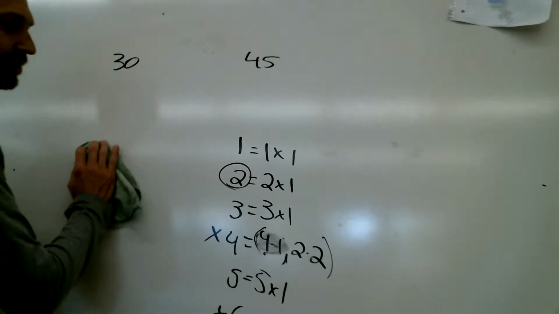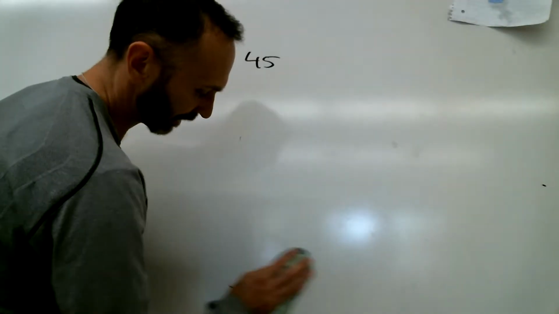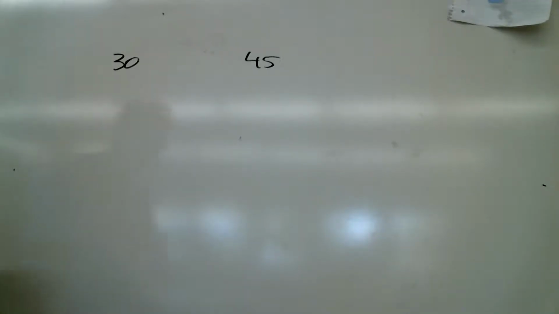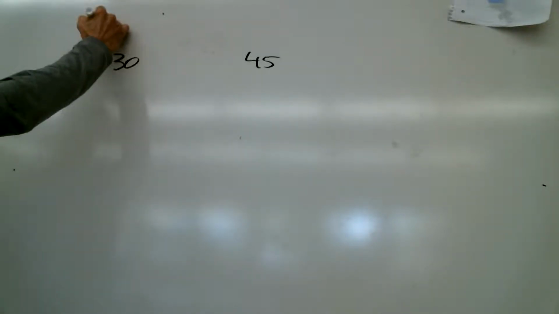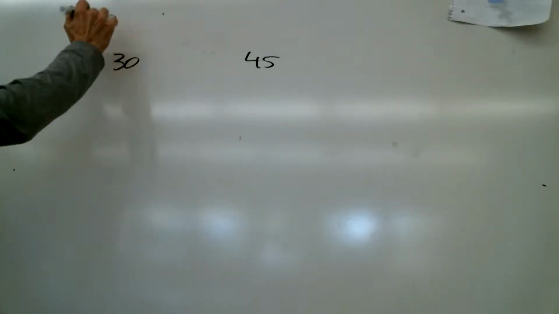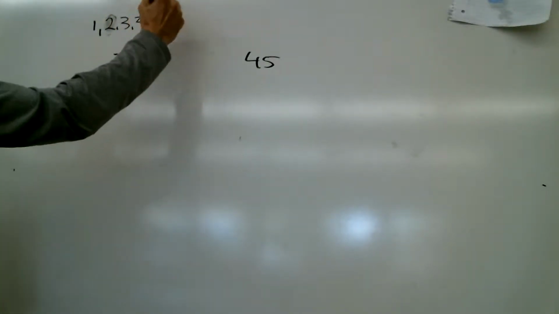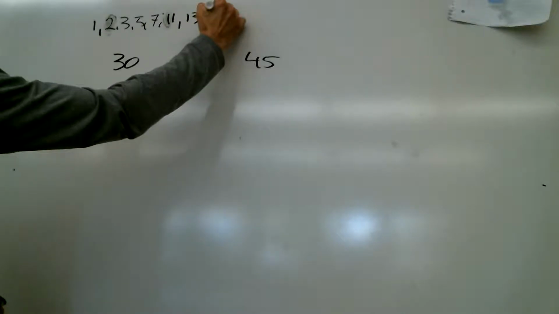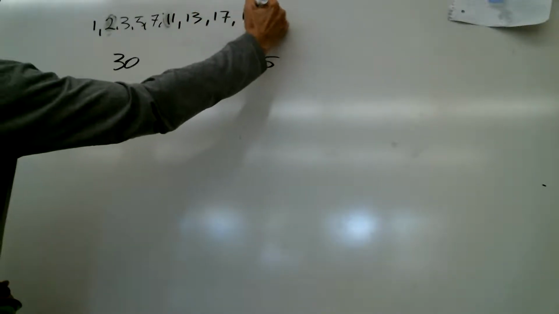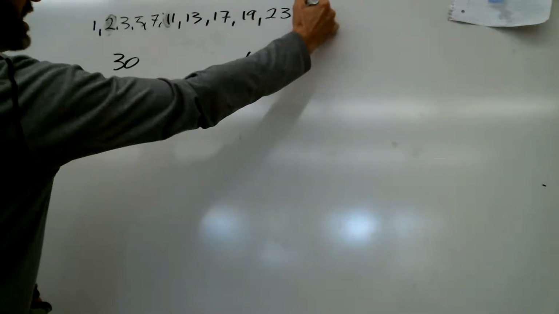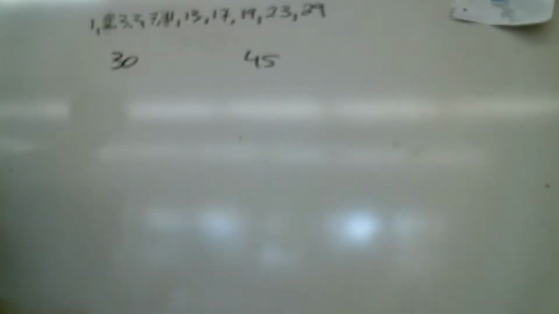We'll get more into how to determine primes a little bit later on. But for now, we'll just put the primes up top. So we get 1, 2, 3, 5, 7, 11, 13, 17, 19, 23, 29. That should be enough for now.